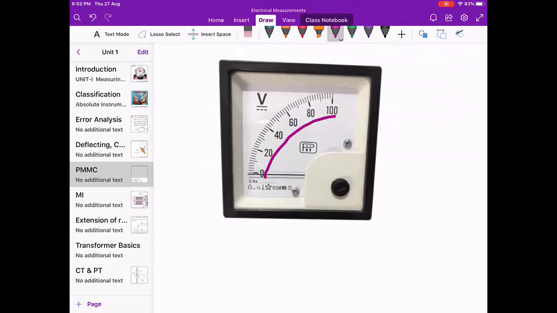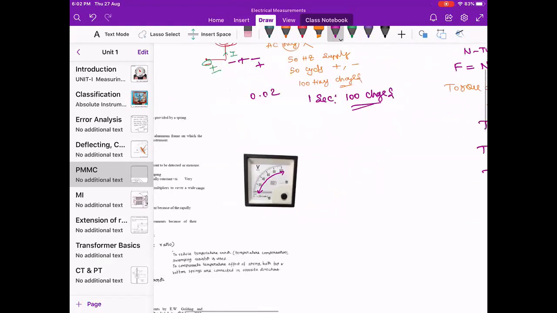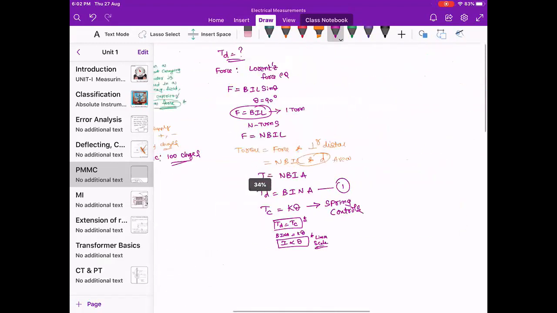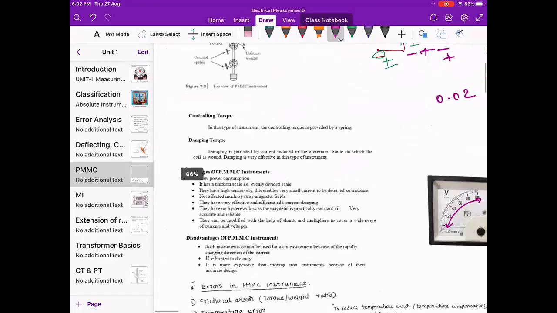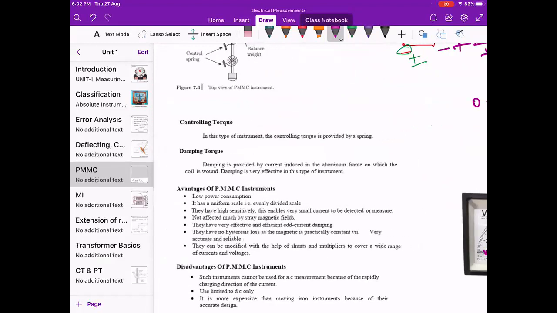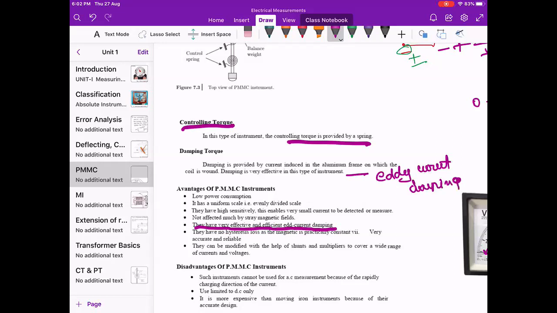You can see here that it consists of a linear scale. Okay. Next, this is the torque equation. If anyone asks for the torque equation derivation, you have to do it up to here, and say it is a linear scale and prove this. Next, I have to come here. Here the controlling torque is provided by the spring, and this one has very effective, efficient eddy current damping. Damping is done by eddy current damping. We know there are 3 types of damping, but we are using eddy current damping here.